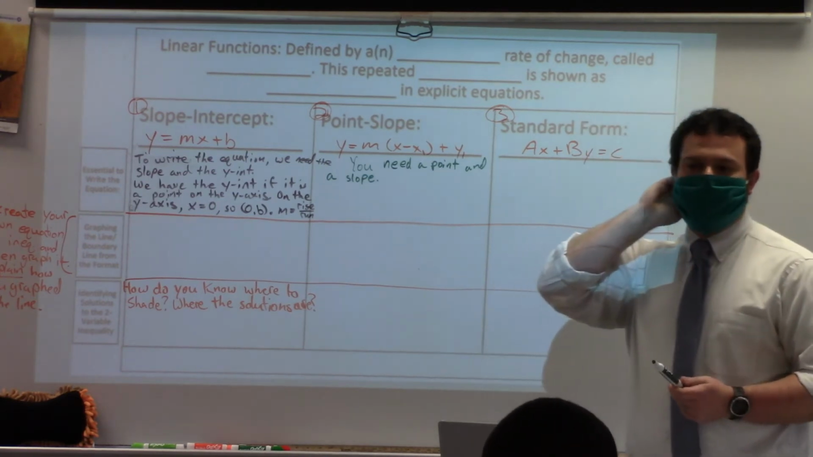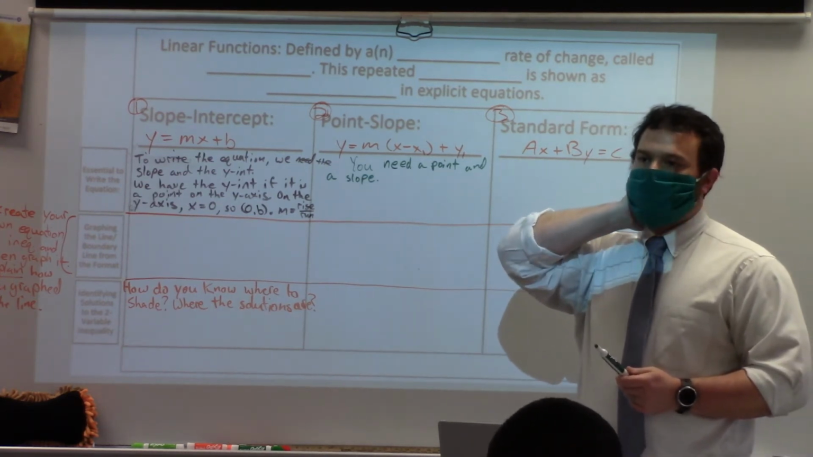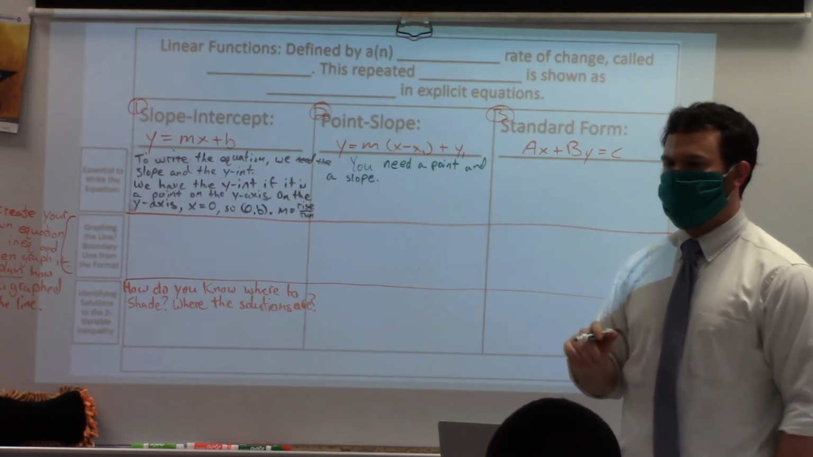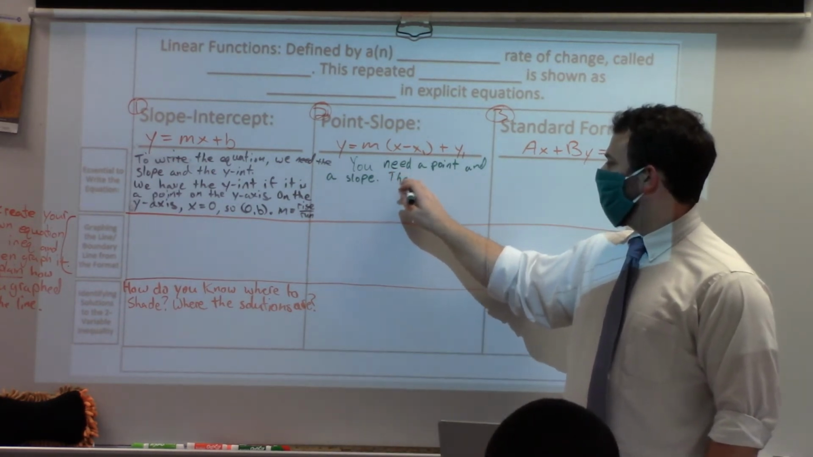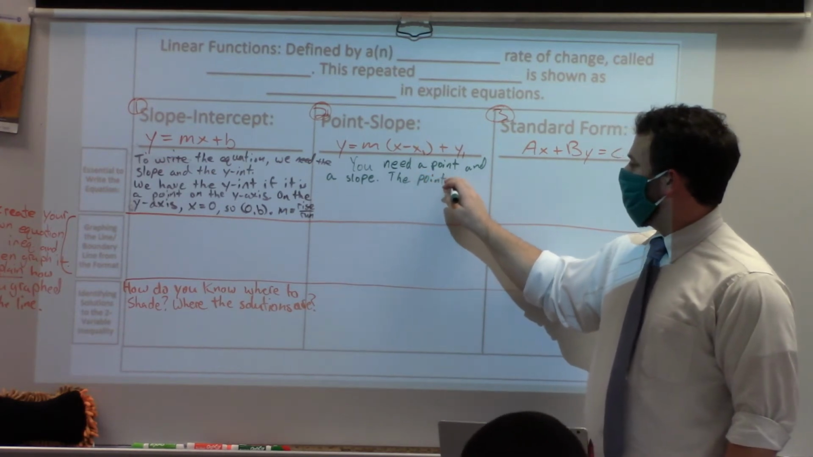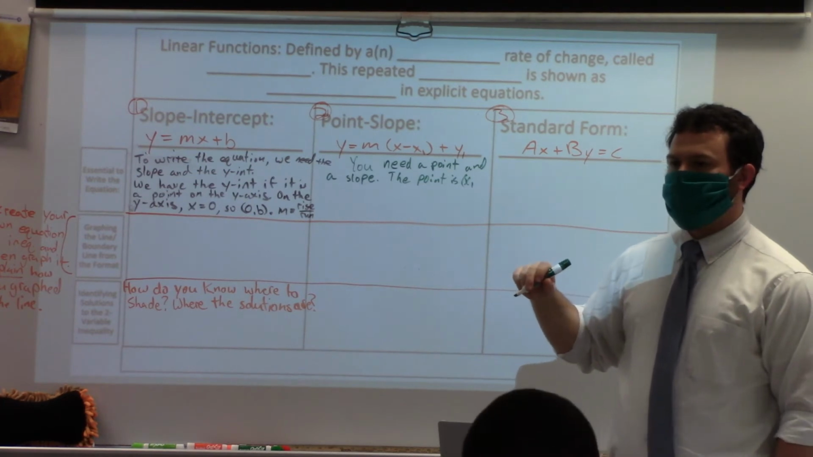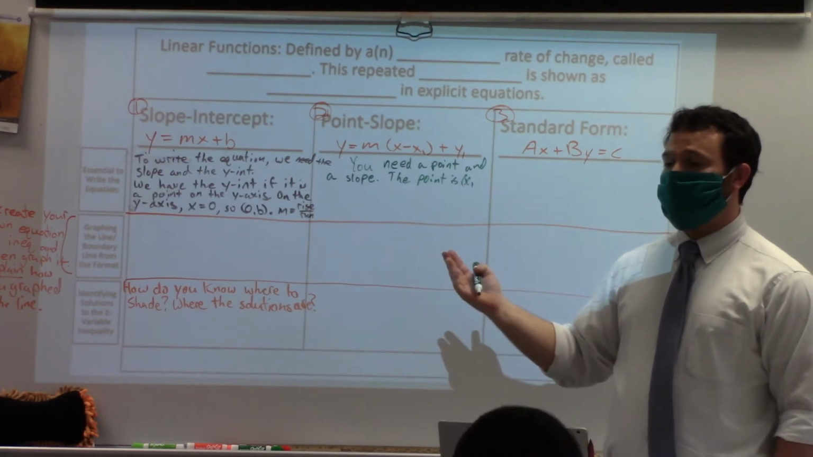How do we write this point in general? How do we see it in the equation? x1. The point is x1. Zay, are you writing this down, dude?